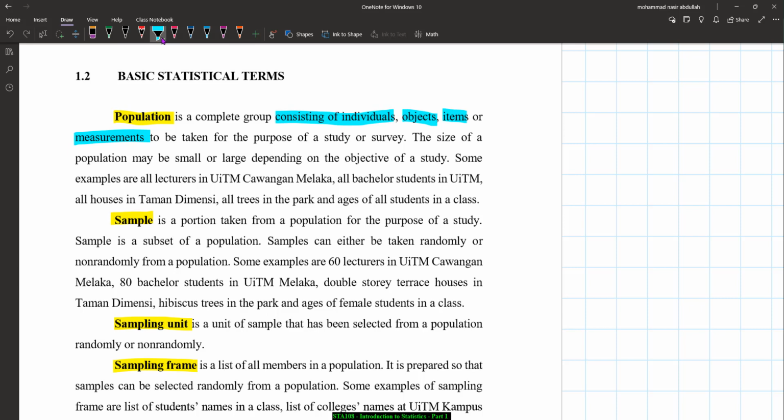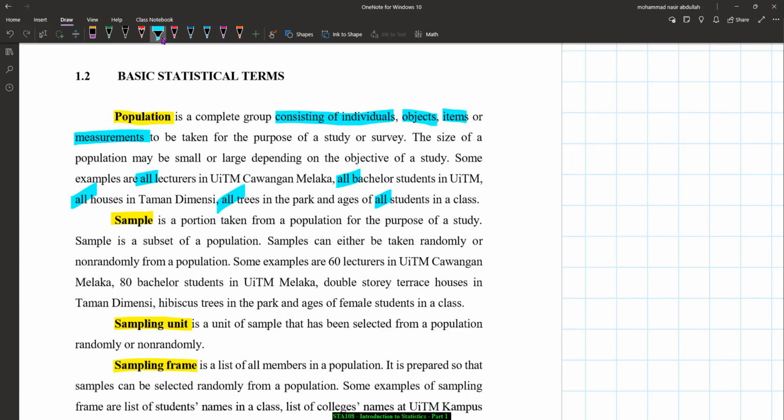Let's say we want to study the competency of lecturers in UiTM Tapah regarding teaching method, for example. So the population will be all lecturers in UiTM Tapah. Let's say I want to know the monthly pocket money among students in UiTM Tapah. So the population will be all students in UiTM Tapah. Can you understand, what is the magic word? All. Do you see it now? So I say all bachelor students, all houses in Taman Demensi, all trees in the park, all students in class.